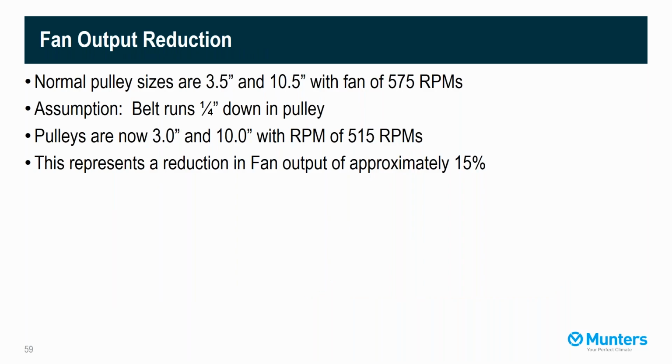So normal pulley sizes are about 3.5 and 10.5 inches with a fan of 575 RPM. If the belt runs a 1/4 inch down in the pulley, then we're going to be at essentially 3 and 10 inches with an RPM of 515. This represents a reduction in fan output of approximately 15%. So that's why it's so important to make sure that the pulleys and the belts are all in good shape.